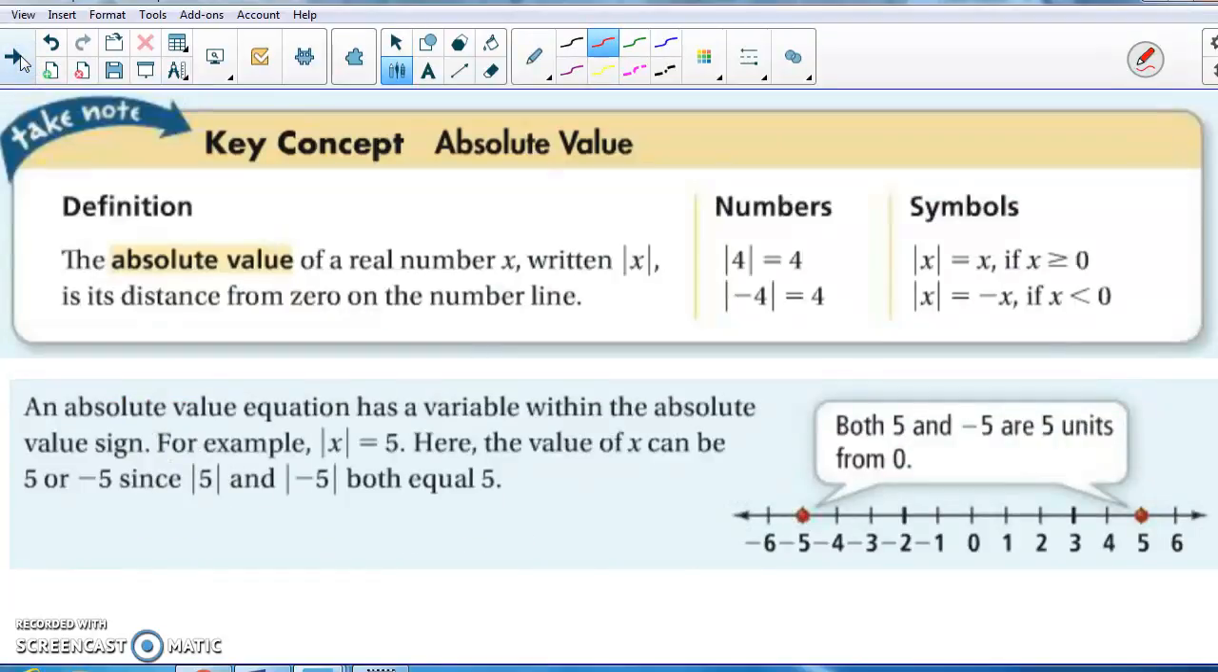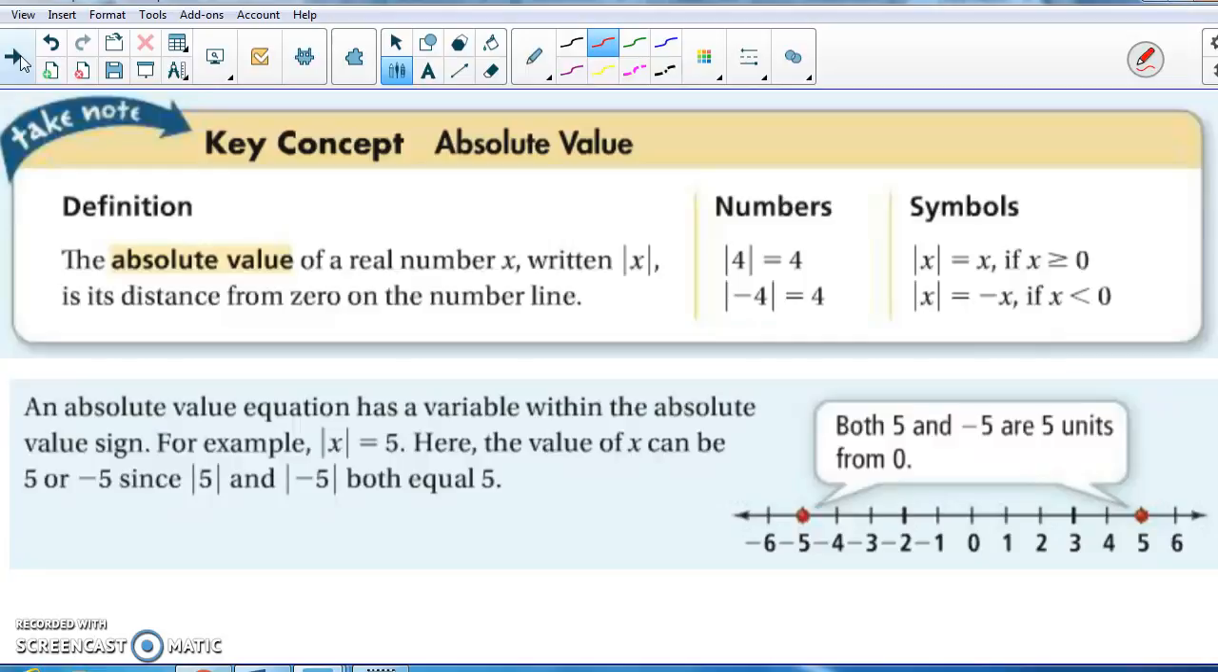So, absolute value. The definition of absolute value: the absolute value of a real number x, written |x|, is its distance from 0 on the number line. So, the absolute value of 4 is 4, and the absolute value of negative 4 is 4.